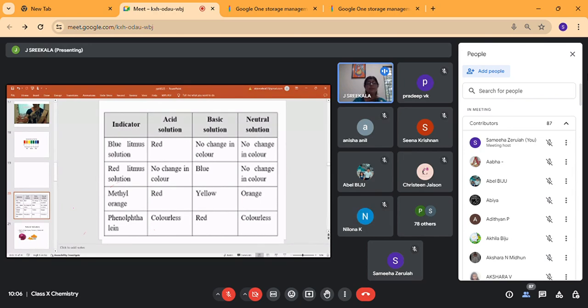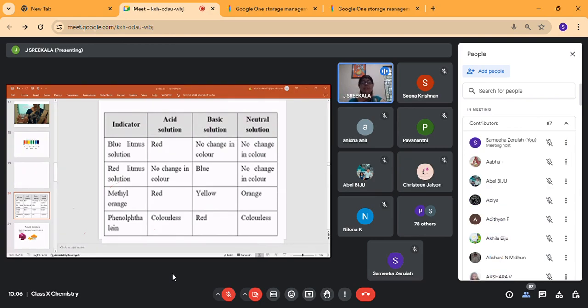Show on space. Once again, a slideshow. Can you see this? Yes. Can you see the screen? Yes, ma'am. Then it will be successful. Now we will see the natural indicators.